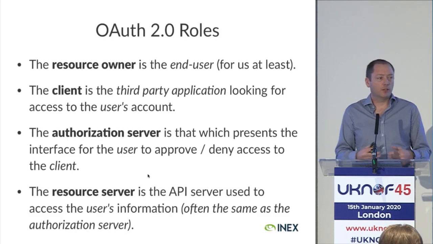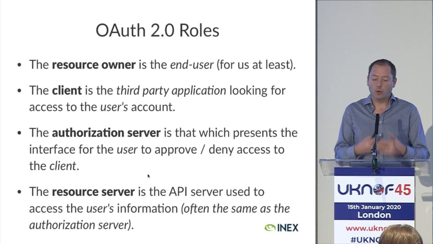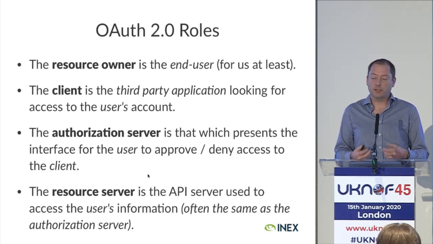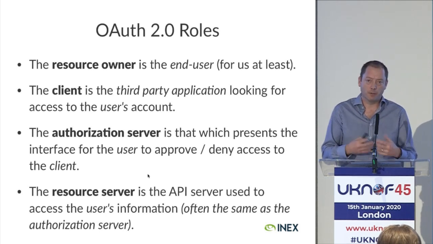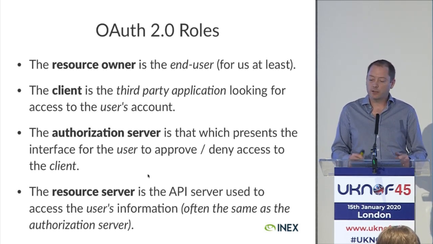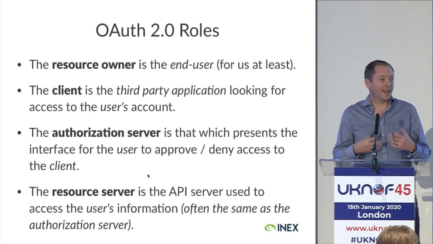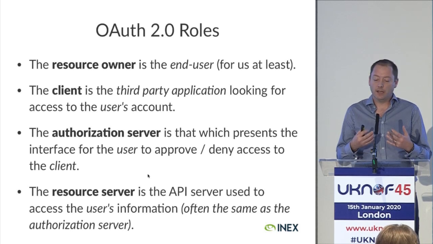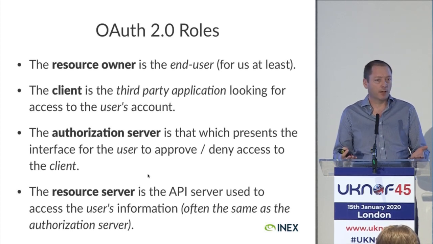Just before I take you through the OAuth process, there are a few roles we need to understand. The first one is the resource owner, and that's the end user. It's you and I. So for the PeeringDB example, the resource owner is the PeeringDB user account, that username and password. The client is the third-party application looking to get access to some user's account or some resource in a user's account. So in our case, again, it's going to be IXP Manager.